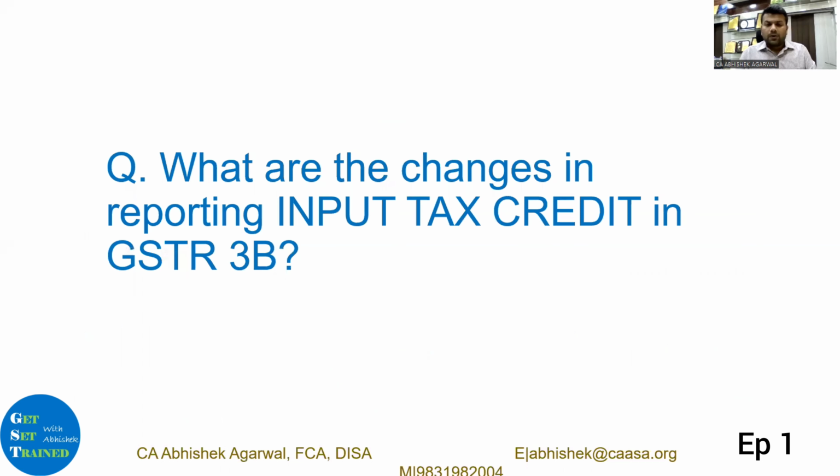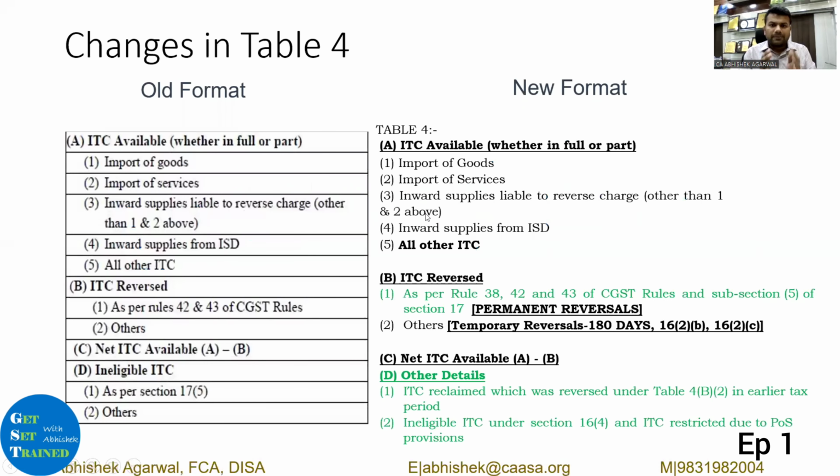Next question: what are the changes in reporting input tax credit in GSTR 3B? Friends, this is really very important. The notification and the circulars have really changed the format in which we were reporting our disclosure figures in GSTR 3B. So let's get into it. Please see, the left-hand side gives you the table which you were used to filling while filing your GSTR 3B, and the new table is on the right-hand side.